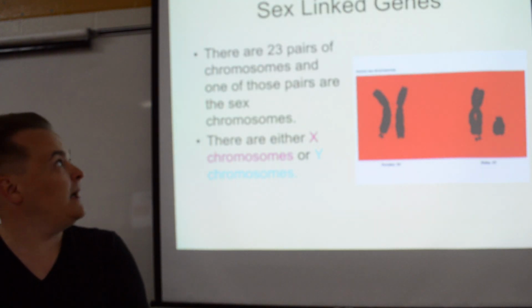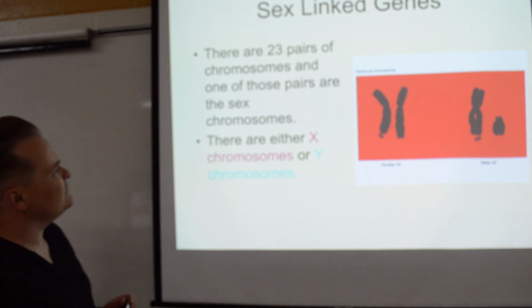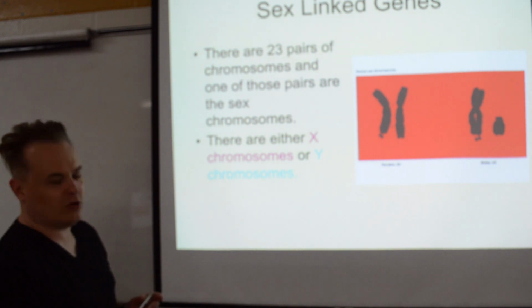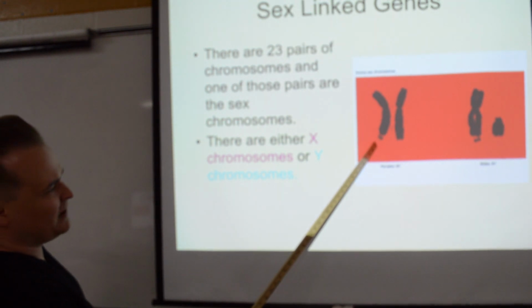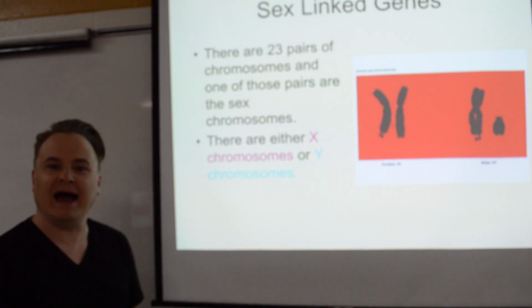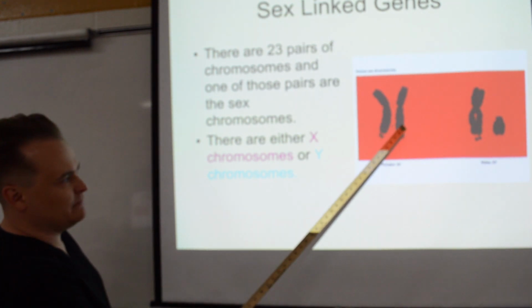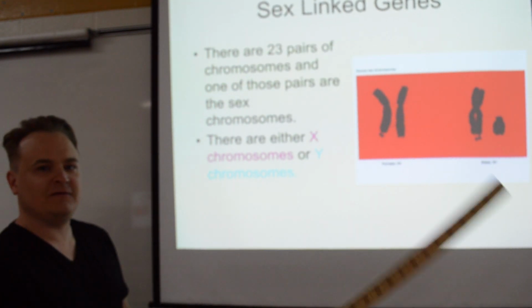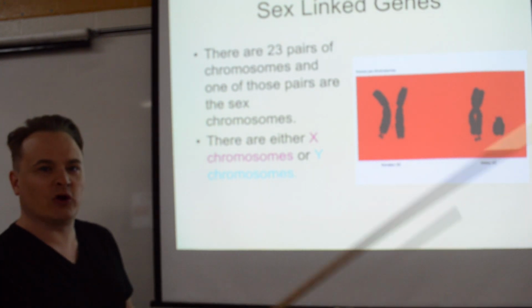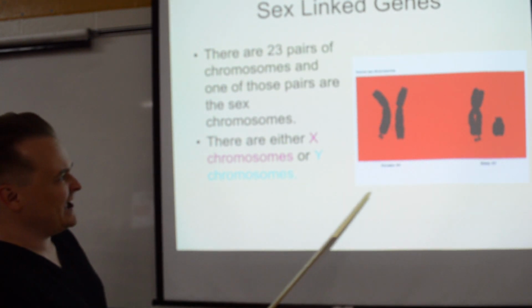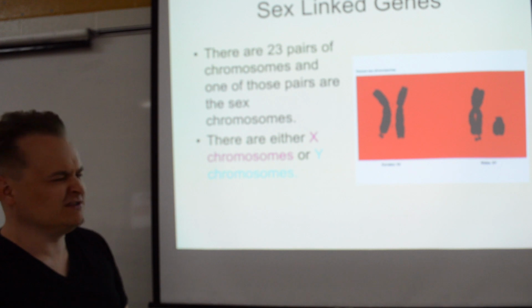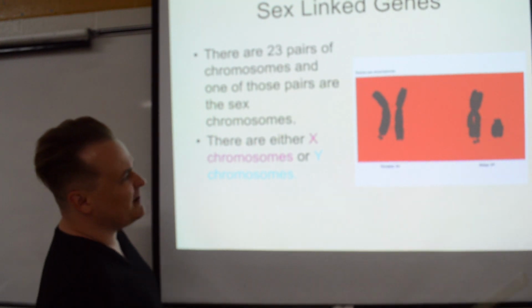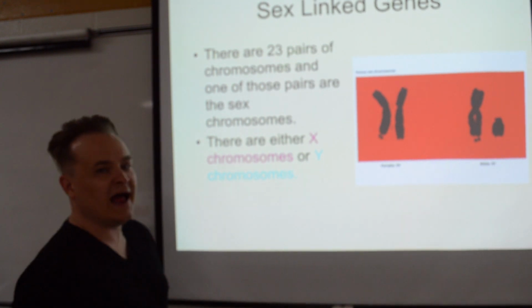There are 23 pairs of chromosomes, and one of those pairs are the sex chromosomes. There are either X chromosomes or Y chromosomes. Now this is pretty cool. If you are a woman, you get an X chromosome from your mom and an X chromosome from your dad. That means you're a woman, right? XX, female. So if you're a female and you're giving away your chromosomes to your kid, you can give them an X or an X. No matter what the woman gives, she gives an X on that last pair of chromosomes. But the man gets an X from his mother, and he can get a Y from his dad.